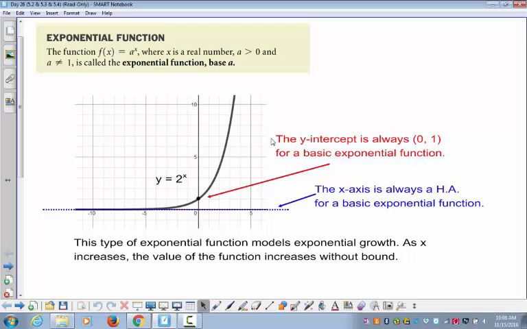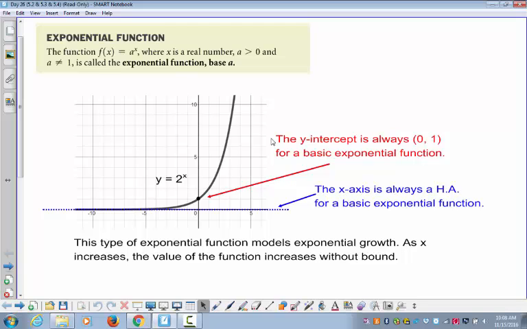Can't have a negative base, because then all of a sudden you have negative numbers with funny exponents and you don't get a smooth curve. So we force the base to be bigger than 0 and not equal to 1. Why do we not want the base to be 1? What would the graph of y equals 1 to the x look like? Yeah, just a line. And that doesn't have the sense of an exponential function.